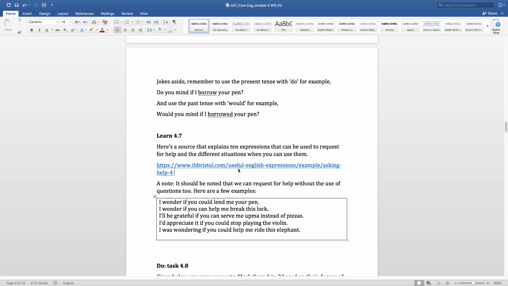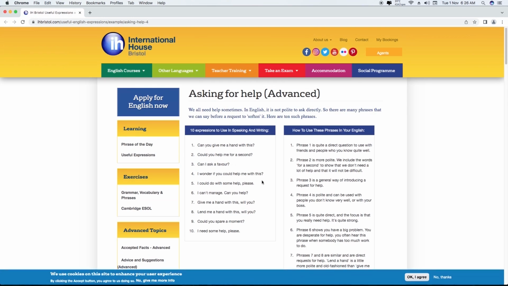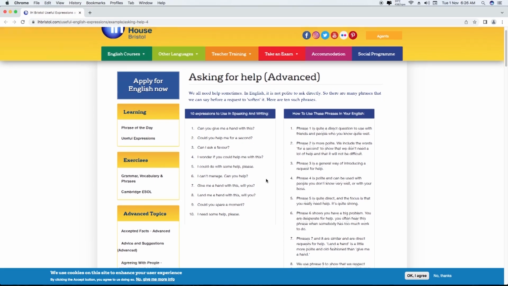Learn 4.7 has a link that explains 10 expressions that can be used to request for help and the different situations when you can use them. Do take a look. After this, do tasks 4.8 and 4.9.